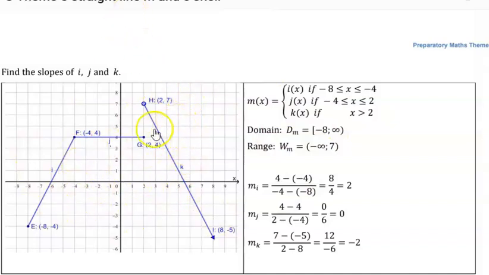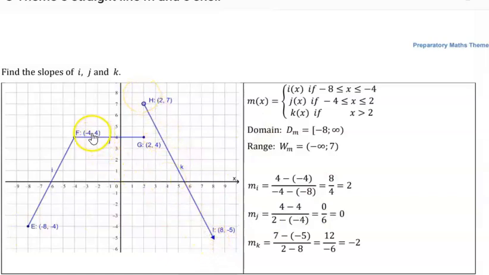The last example when we did domain and range, we did the previous example and this example as well, and there we found that the domain of this function m is minus 8 to infinity, and the range is from negative infinity up to 7.